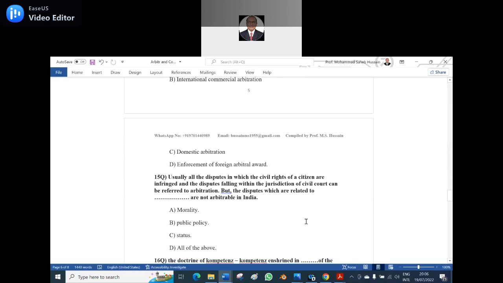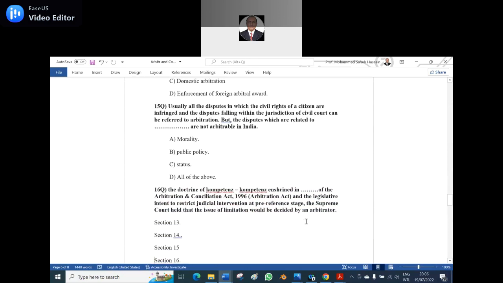The 15th question. Usually all the disputes in which the civil rights of a citizen are infringed and the disputes falling within the jurisdiction of the civil court can be referred to arbitration. But the disputes which are related to dash are not arbitrable in India. A. Morality, B. Public policy, C. Status, D. All of the above. All of the above, sir. All of the above is the right answer.